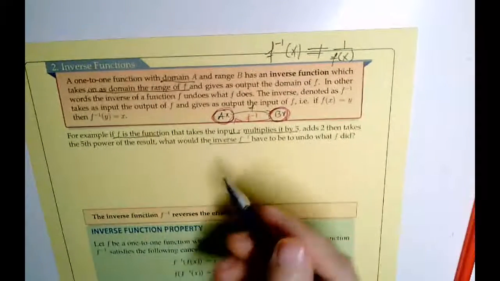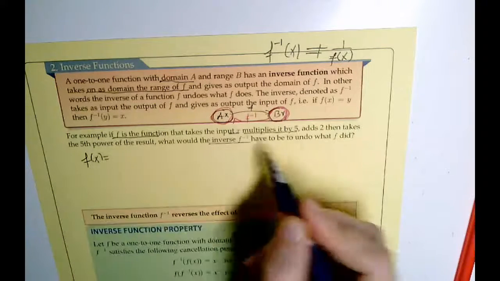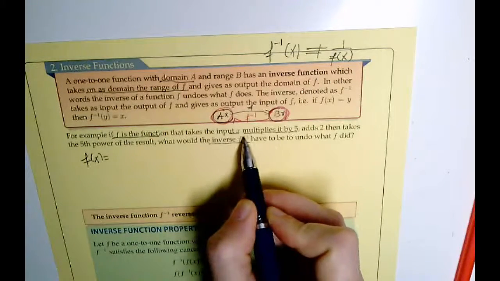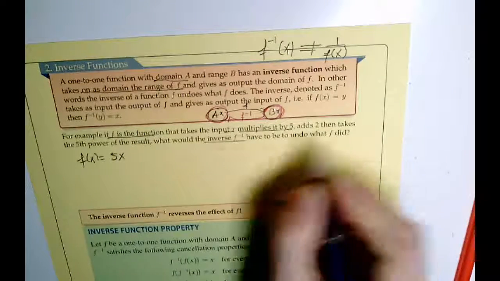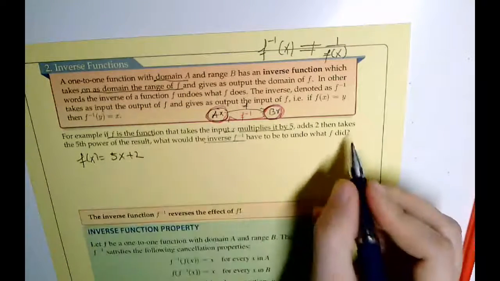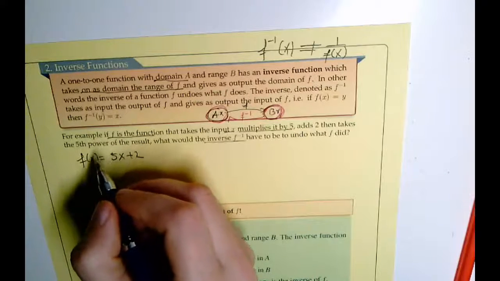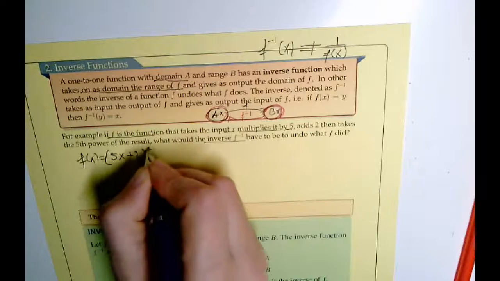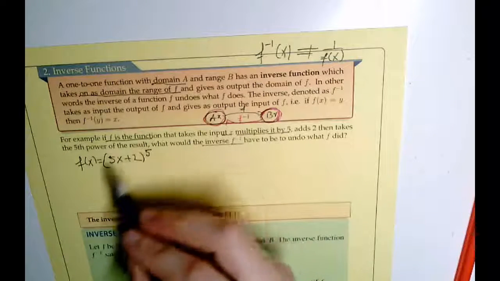Okay, so let's see what we mean. So f of x, what is f of x doing? Takes the input x, multiplies it by 5. So I have 5 times x, adds 2, plus 2, and then takes the 5th power of the result. So I'm raising it to the 5th power. So this is what f does. Now what would the inverse have to do?